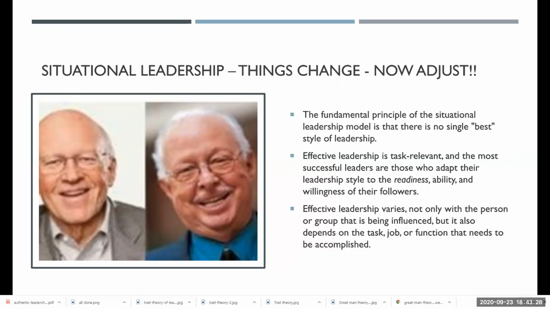So task relevant in this situation, unlike many personality models, is not saying that you are devoid or ignore people's feelings, that you're the task and the task only. It says instead you are willing to adjust yourself, how you lead, how you mentor, how you coach, your level of autocraticness. You're willing to adjust that to the situation so that the task can ultimately be resolved. Effective leadership varies, not only with the person or the group that is being influenced, but also depends on the task, the job, the function, and what needs to be accomplished.